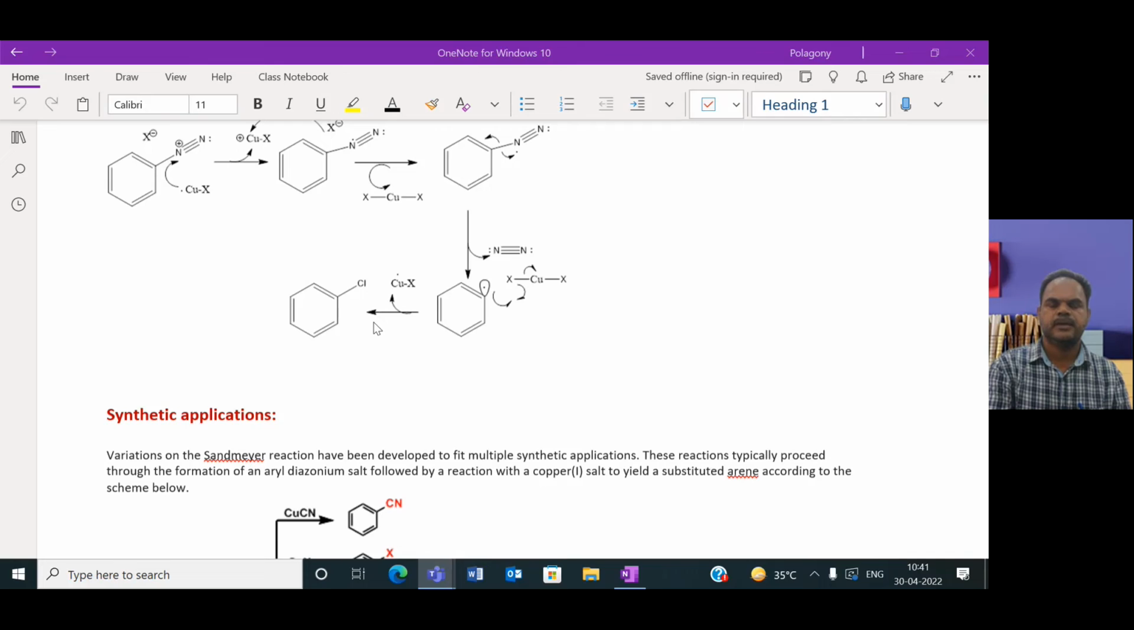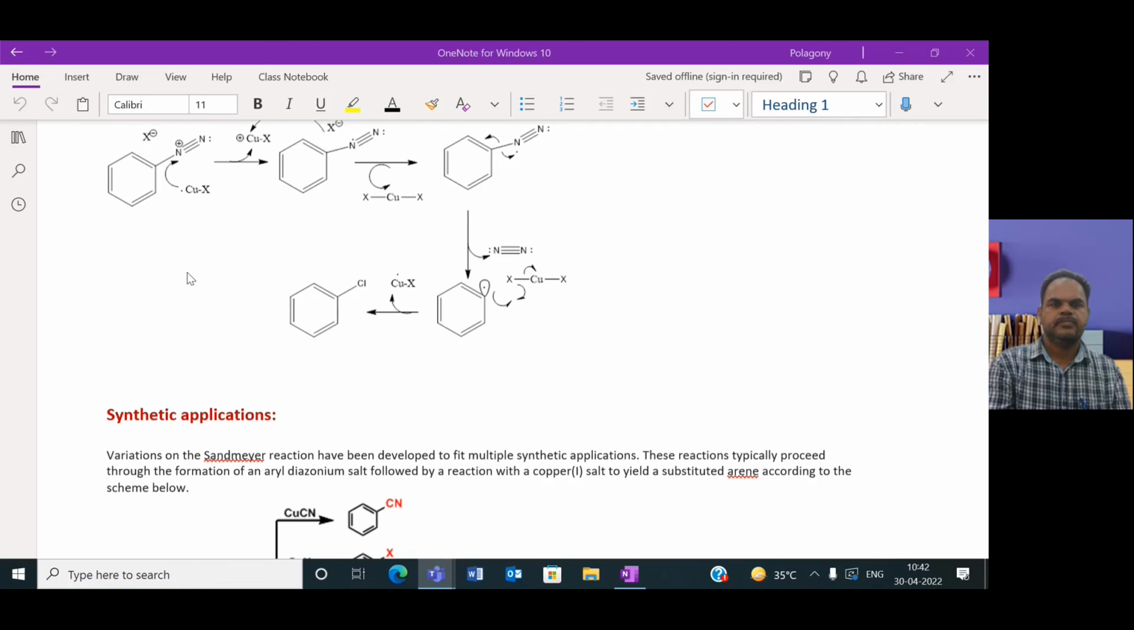When this free electron, the aryl free radical, interacts with the cupric chloride, the cupric chloride bond breaks homolytically. Then one of the halogen free radicals attacks this benzene free radical to form chlorobenzene. Again, the cuprous chloride is formed here, as the cupric chloride changes into cuprous chloride.